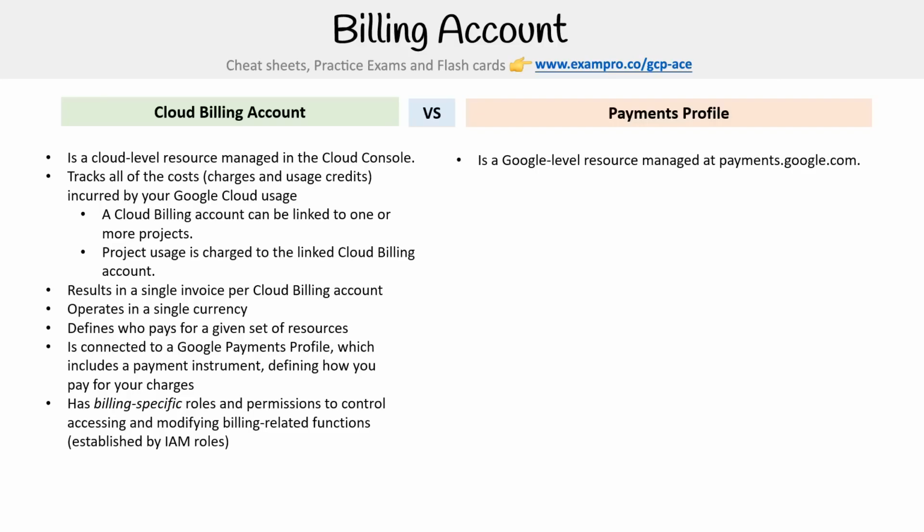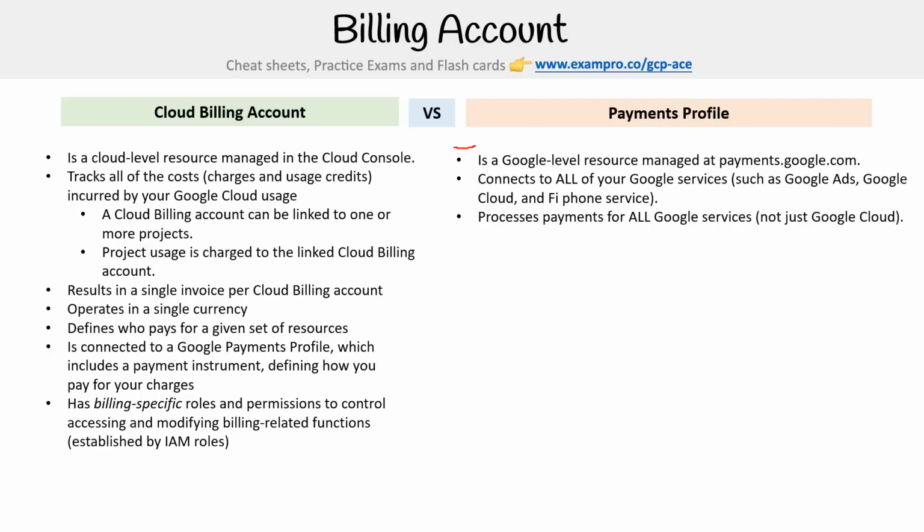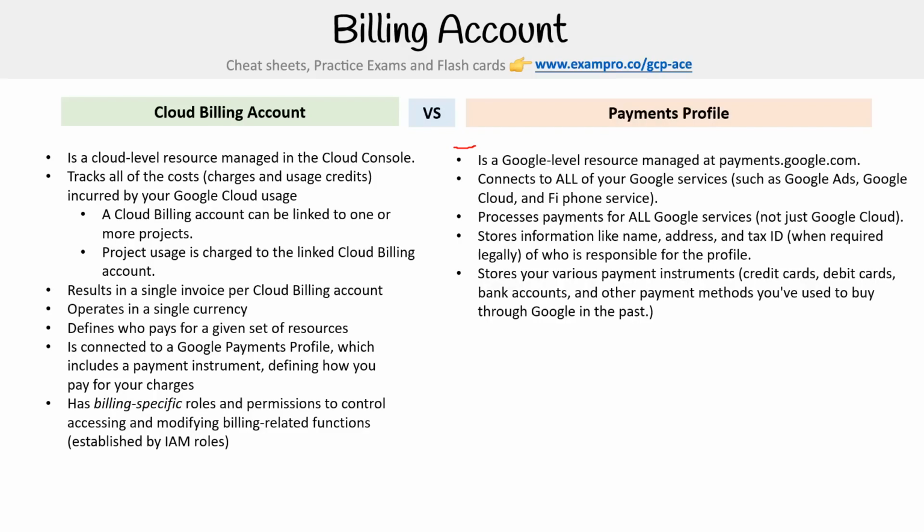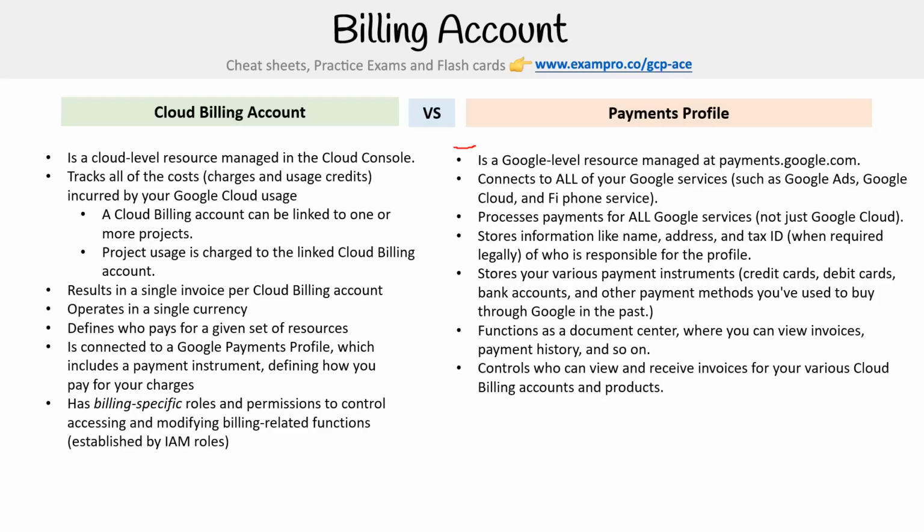So on the payments profile side, we're over here now, it is a Google level resource managed at payments.google.com, connects to all of your Google services such as Google Ads, Google Cloud, Phone service, processes payments for all Google services, not just Google Cloud, stores information like names, address, tax ID when required legally, or who is responsible for the profile, stores your various payment instruments, so credit cards, debit cards, bank accounts, other payment methods you've used to buy through Google in the past, functions as a document center where you can view invoices, payment history, and so on, controls who can view and receive invoices of various cloud billing accounts and products.